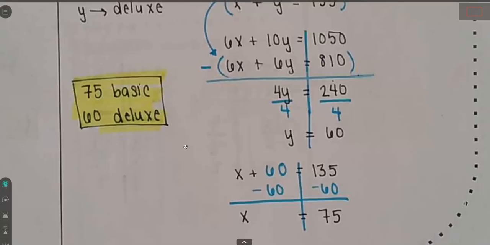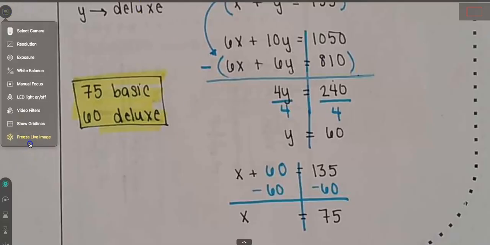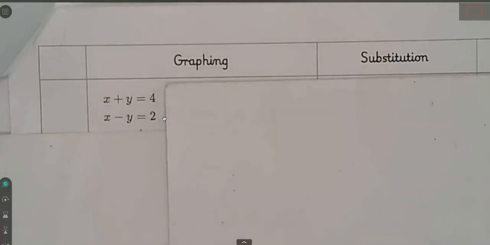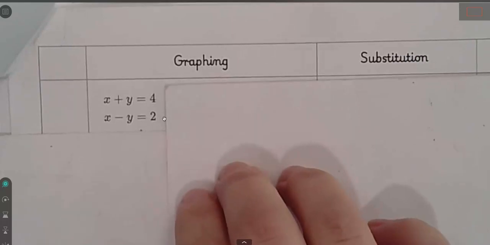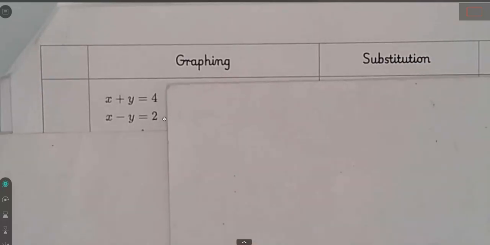Perfect. Sure thing. All right, so I'm going to turn the page. Unless anyone needs more time, let me know. On the back of the page, you're given 3 problems, and you're asked to solve each of these problems 3 different ways. Graphing, substitution, and elimination.